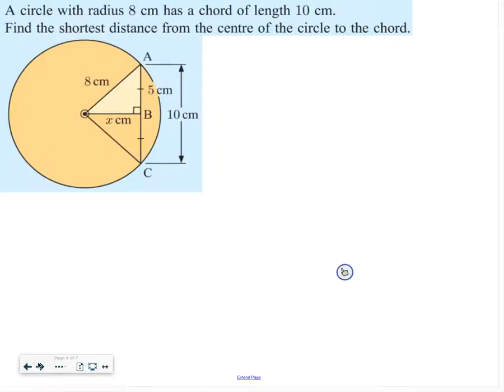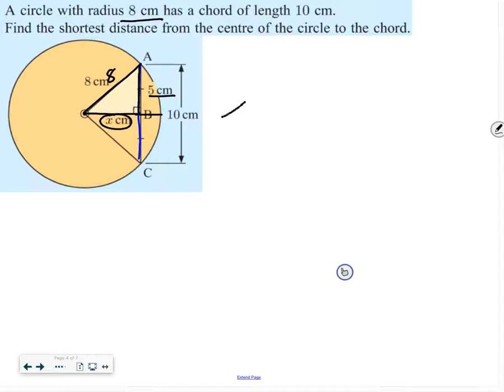A circle with a radius of 8 centimeters has a chord length of 10. Find the shortest distance from the center of the circle to the chord. The shortest distance is going to be our perpendicular distance to our chord, and our chord goes from A to B. So we want to find x here, the shortest distance. Since that chord length is 10 and this is bisected here, we know that this segment here is 5. Our radius is 8 centimeters.